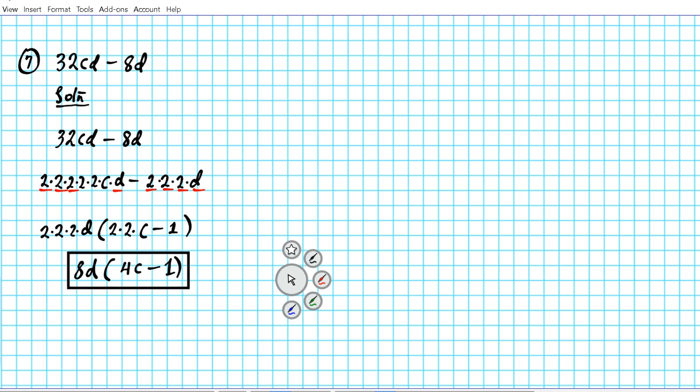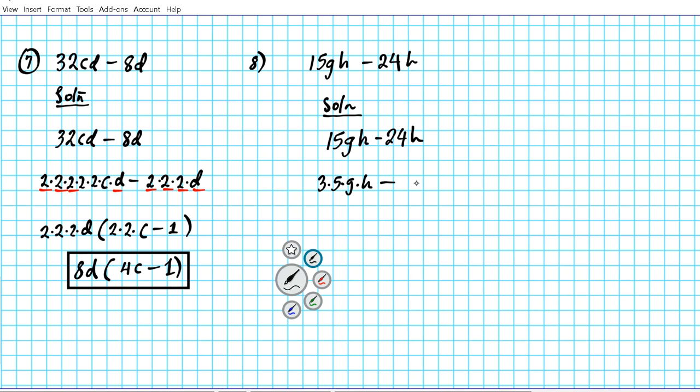All right, let's take a look at question 8. What if we were to factor 15GH minus 24H? We're going to be following the same procedure that we used in the previous problems. Let's rewrite the problem. 15GH minus 24H, we're going to decompose. If you break down 15, that's 3 times 5 times G times H.